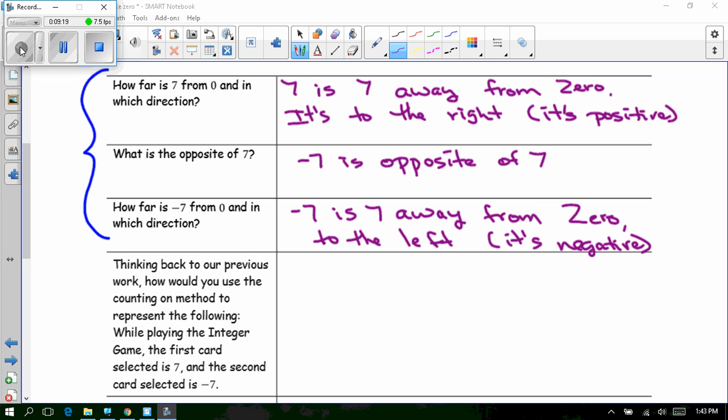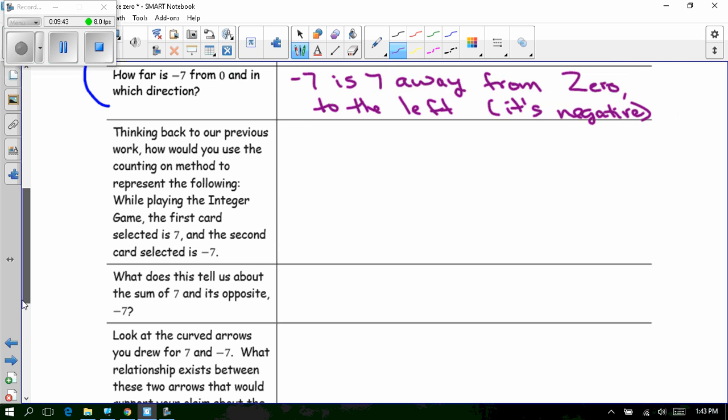Okay, so how far away is 7 from 0? Well, it's 7 away. It's to the right. And negative 7 is the opposite of 7. And then that third question, how far is negative 7 from 0? Well, it's 7 away and it's to the left because it was a negative number, right? Now, thinking back to our previous work, how would you use the counting on method to represent the following? So how would I figure it out if my first card, let's suppose I had that stack of cards, right?